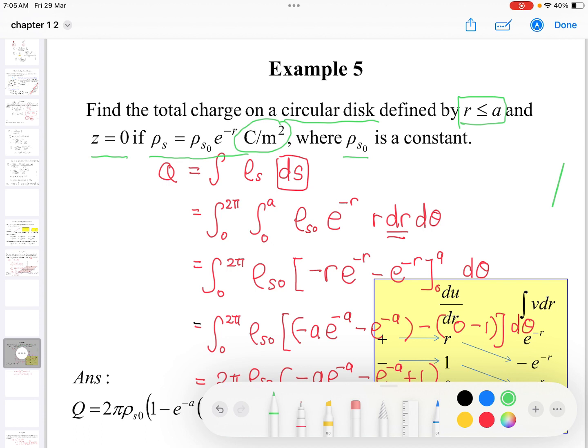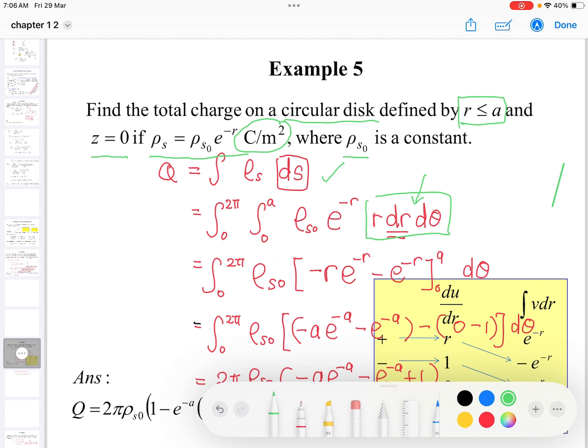So we will be using these equations. Since this is dS, we will have a double integration. And you need to identify what coordinate system you want to use. It is a circular disc, so you will use r dr d theta. You can refer to the formula sheet that I shared with you, very similar to the formula sheet in our multivariable calculus.